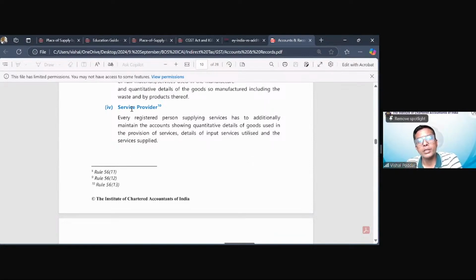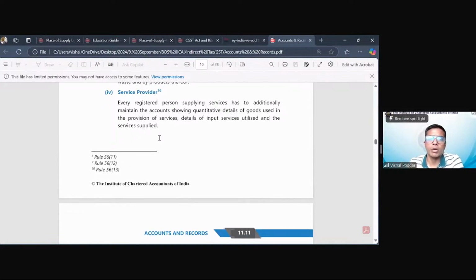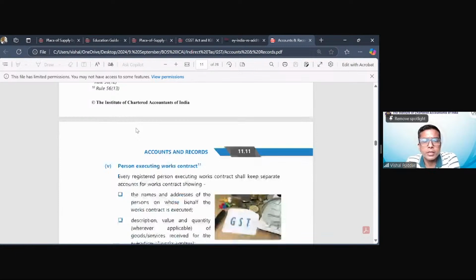Service provider. Every registered person supplying service has to additionally maintain the account showing quantitative details of goods used in providing the service. So like in case of chartered accountants, what are the goods that we use? It is basically the stationery. Majorly the goods that we are using is stationery, and at times you can say different types of books and publications that we keep on buying and reading. Details of input service utilized and these services supplied.